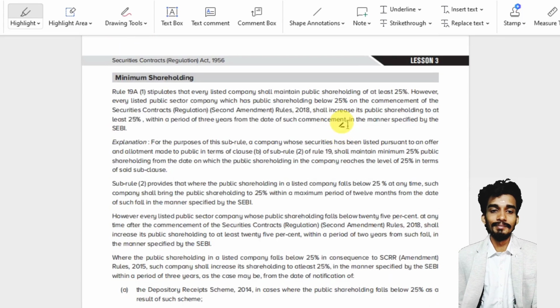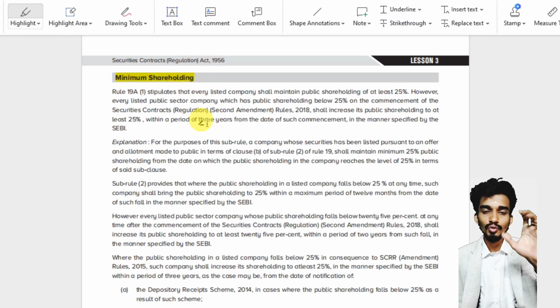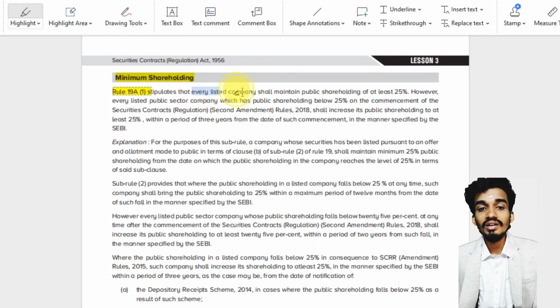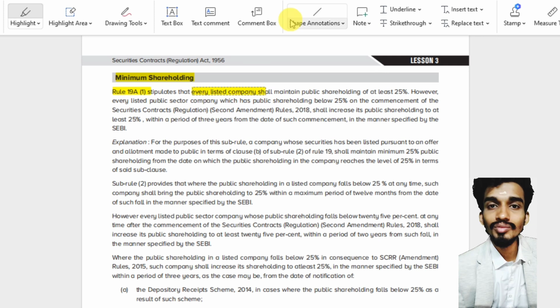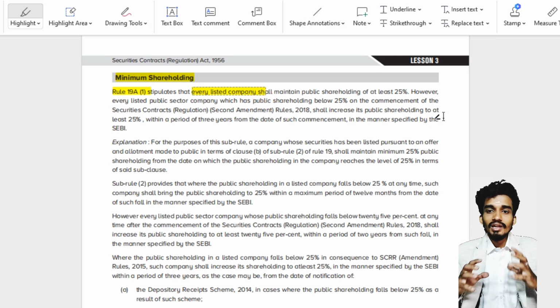And Rule 19A is your most important rule. Mark it as super, super, super, super important, because this can be asked in your exam. Rule 19A stipulates your minimum shareholding in the company.